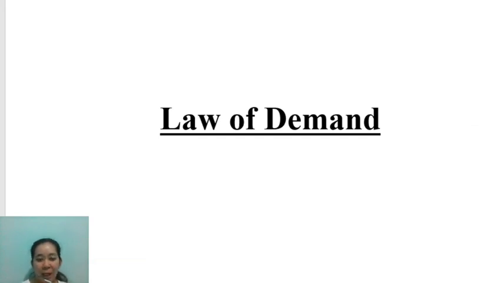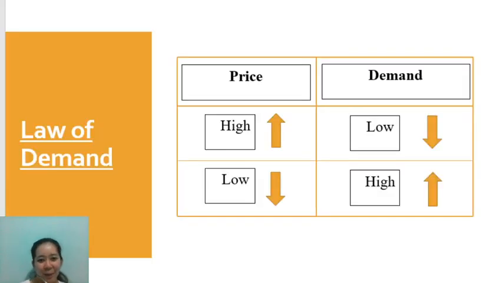Okay, so the next topic is about the law of demand. In fact, as we go along with our discussion, even in the first module, we talked about the law of demand. Okay, so the law of demand can be explained in this illustration. So if the price goes high, then the demand will decrease. In a reverse manner, if the price will go down, then the demand will be higher.